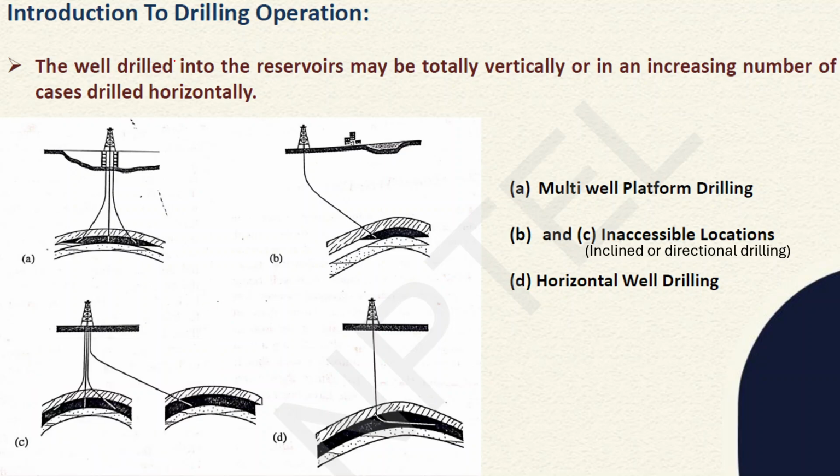So this first one is the multi-well platform drilling. It is basically that from a single location, numerous wells are dug. As we can see, three wells. This one, two, three wells are dug from the same location. One is horizontal and the other two are inclined.